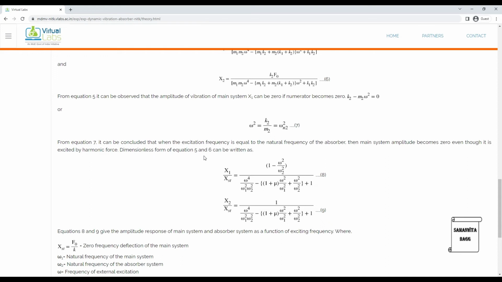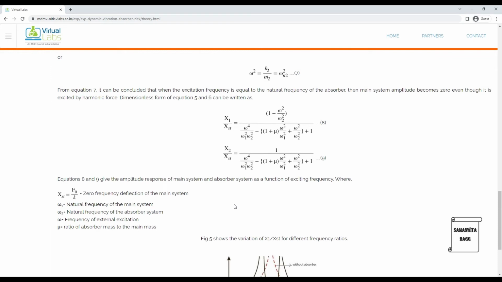Dimensionless form of equations 5 and 6 is written here. I have already explained what is dimensionless form in the previous experiments. Please go through them. Equations 8 and 9 give the amplitude response of the main system and absorber system as a function of exciting frequency, where xst is f naught by k. xst is the zero frequency deflection of the main system.